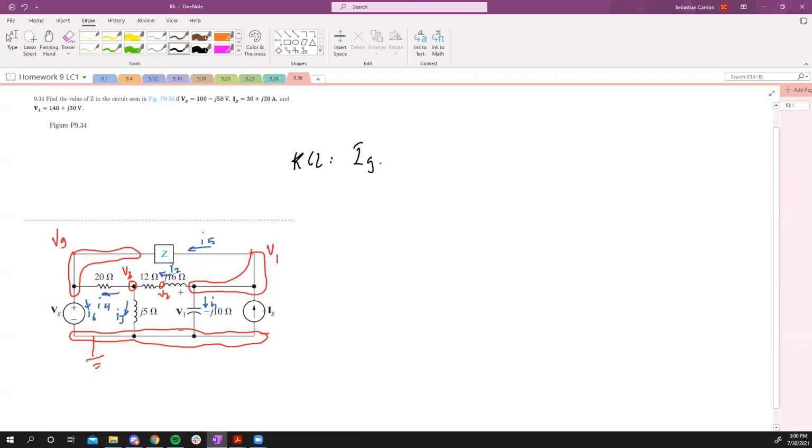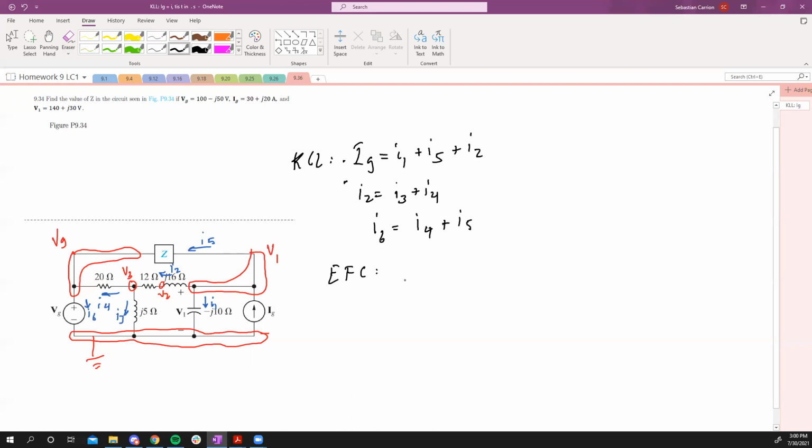Okay, so we can go ahead and write our KCL, right? So IG is equal to I1 plus I5 plus I2. Then we know that I2 equals I3 plus I4. And we know that I6 is equal to I4 plus I5.